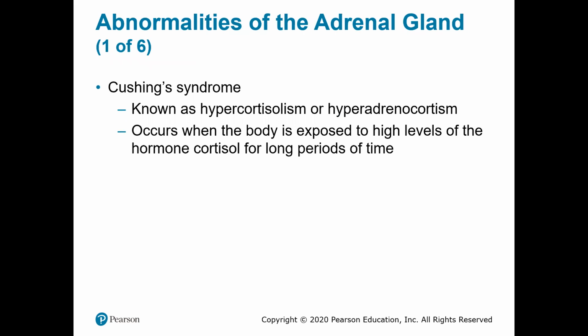Abnormalities of the adrenal gland, textbook page 555. So the first of these that we're going to look at is called Cushing's syndrome. This is known as hypercortisolism or hyperadrenocortism. This occurs when the body is exposed to high levels of the hormone cortisol for long periods of time.